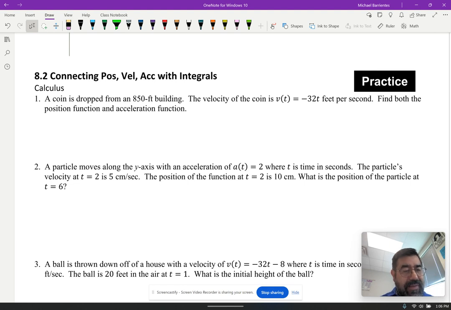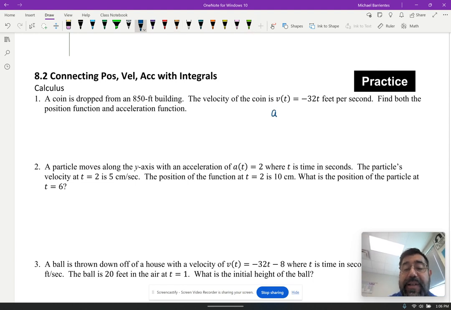We'll do two out of these three problems in this video, and then we'll pause and practice more in class. There's a coin. We're dropping it from an 850-foot building. The velocity of the coin is given by that equation. Find both the position function and the acceleration function. Which one would be easier to find first?